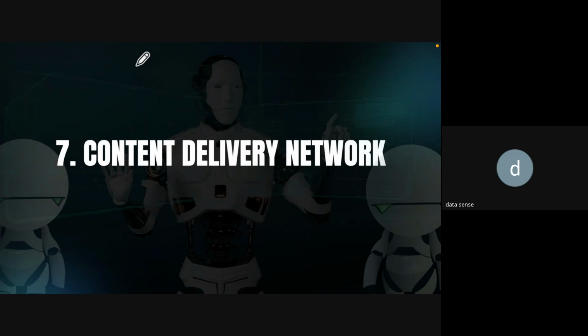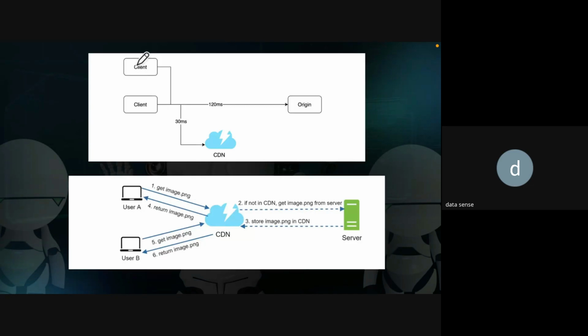A lot of the time you load static information online, like images. Let's say I load a website, and the website has some images. Those images do not directly come from the server. They come from a content delivery network. So what is a content delivery network? Let me tell you that it depends upon your location.